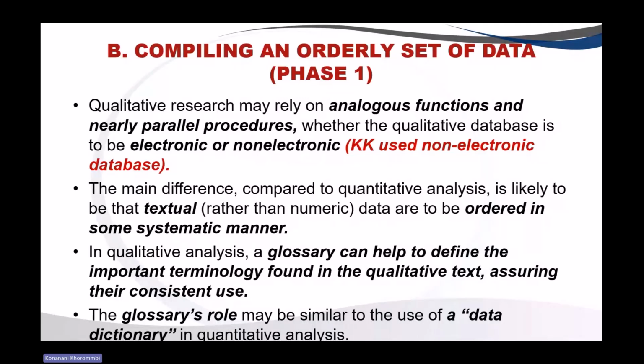And data are to be ordered in some systematic manner. So you can organize textual data in qualitative form in a systematic manner, in a way that numerical data is systematically arranged in terms of quantitative research. In qualitative analysis, a glossary can help to define the important terminology found in the qualitative text, assuring their consistent use. The glossary's role may be similar to the use of a data dictionary in quantitative analysis.